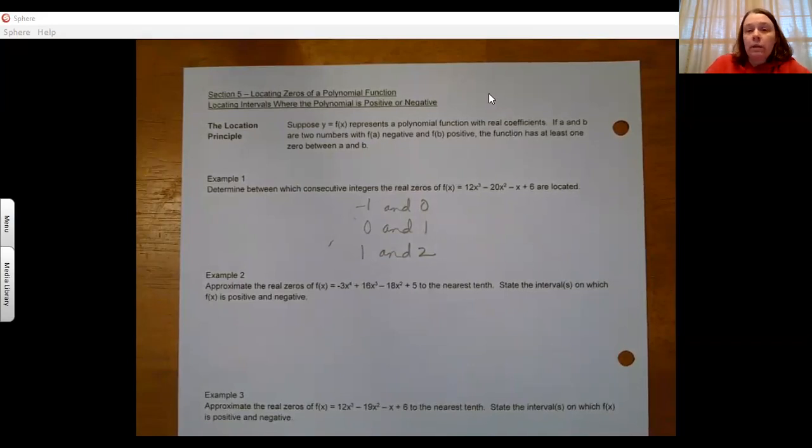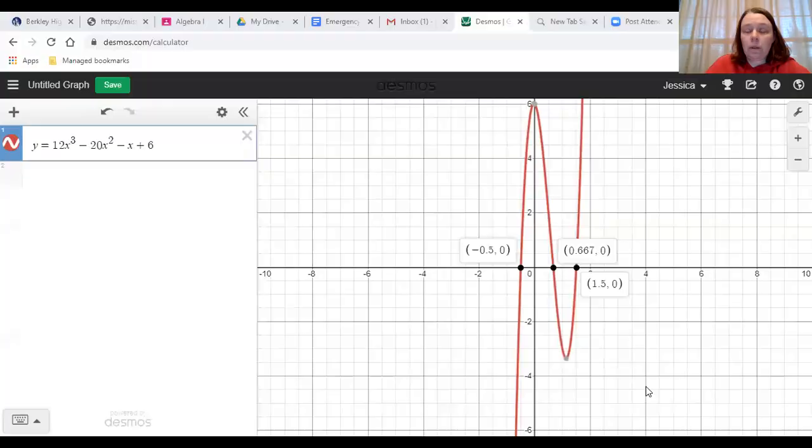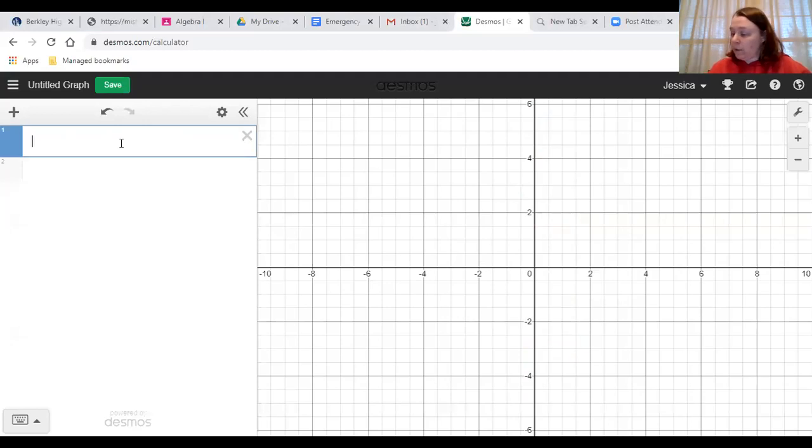So let's see if I can go back to Desmos. We can do this, right? Maybe. Calculator, look at it. Okay, so let's get rid of this guy. Let's type in example 2. Feel free to do it while I'm doing it. What else are you gonna do?